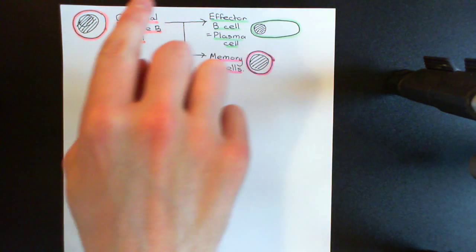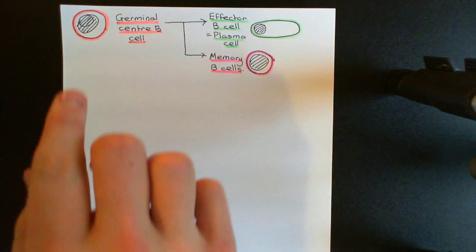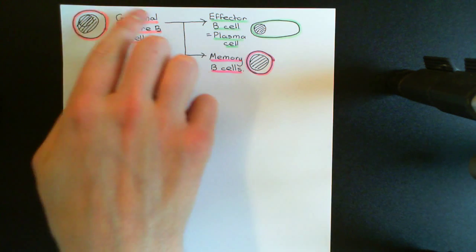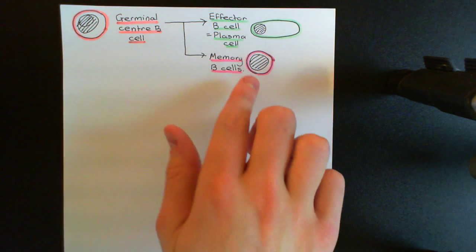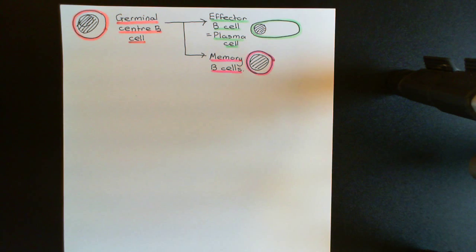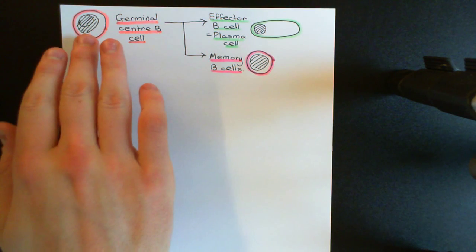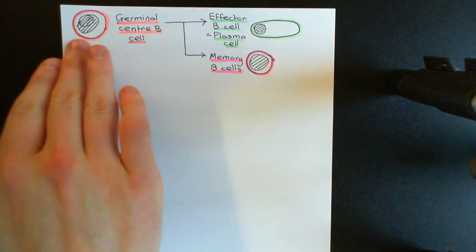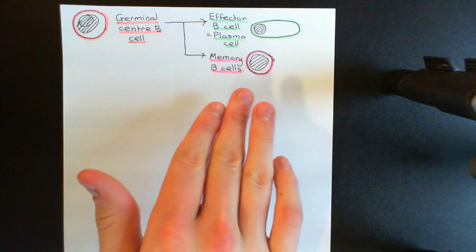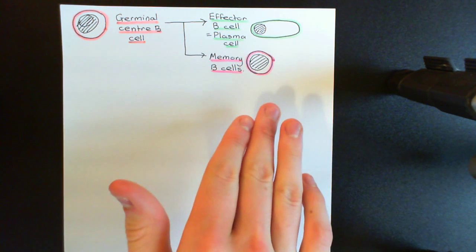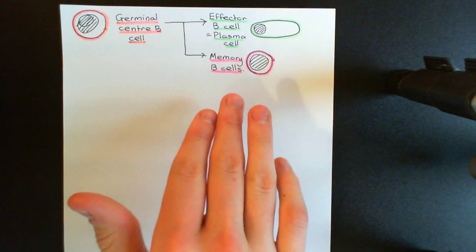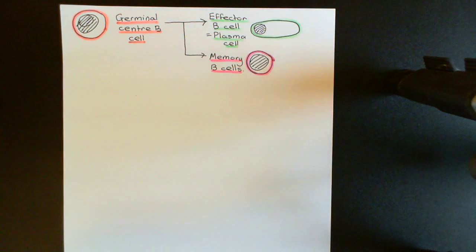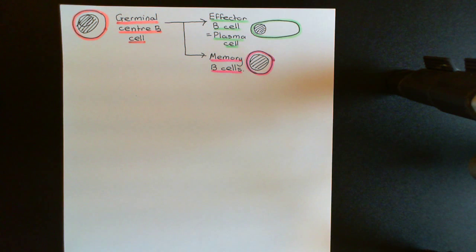This memory B cell will produce the same type of immunoglobulin molecules as whatever the germinal center B cell which produced it produced. So if this germinal center B cell had undergone class switching and now produced IgG2 B cell receptors, then the memory B cell will also now produce IgG2 B cell receptors. So they stick with the same class of immunoglobulin molecule as the germinal center B cell which produced them. So that's something different between the naive, mature B cells and the memory B cells.